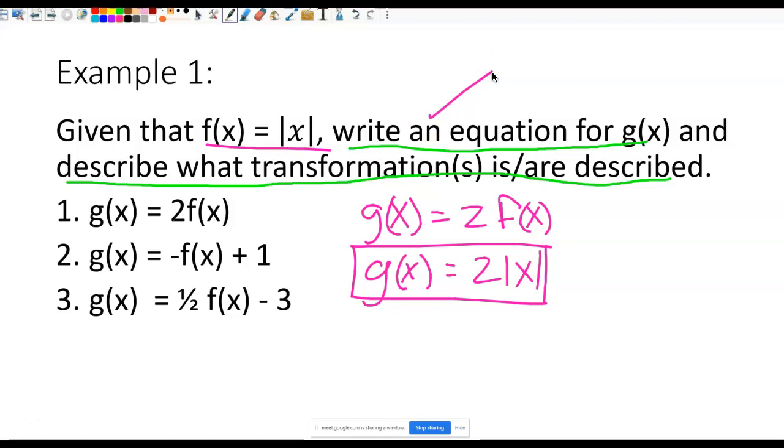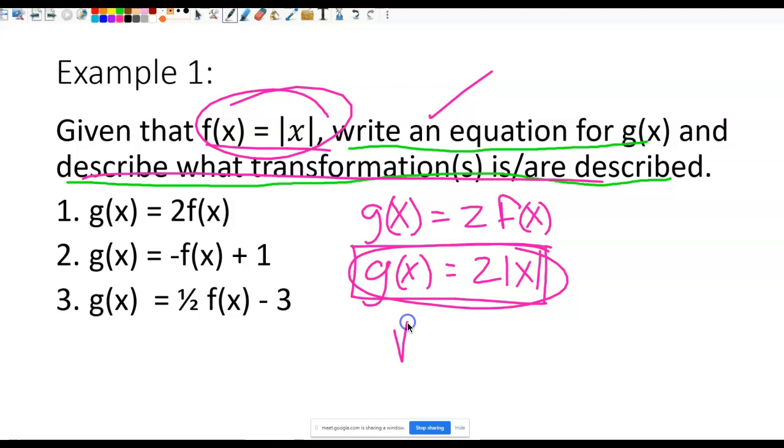So the next thing is we want you to describe what the transformation is. So f of x is the absolute value of x. G of x is the same thing. It's just that it's been multiplied by 2. So when you take a function and you multiply it by a number that's greater than 1, what is that? Well, according to our chart on the other side, that would be a vertical stretch.